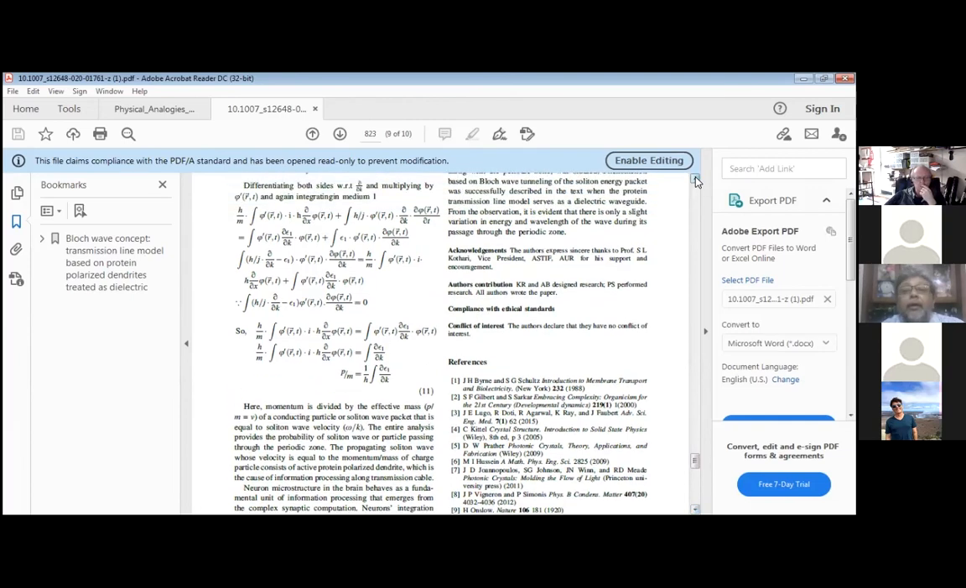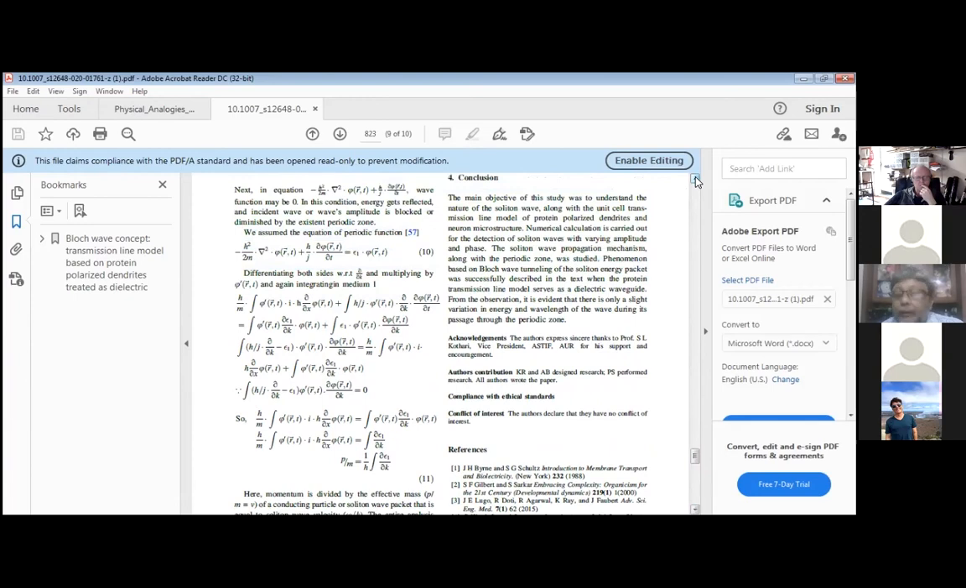So I think I should read out the conclusion. The main objective of the study was to understand the nature of the soliton wave. I will send these papers. I will just send you after this talk. Along with the unit cell transmission line model of protein polarized dendrites and neuron microstructure, numerical calculations were carried out for the detection of soliton waves with varying amplitude and phase. The soliton wave propagation mechanism along the periodic zone was studied.